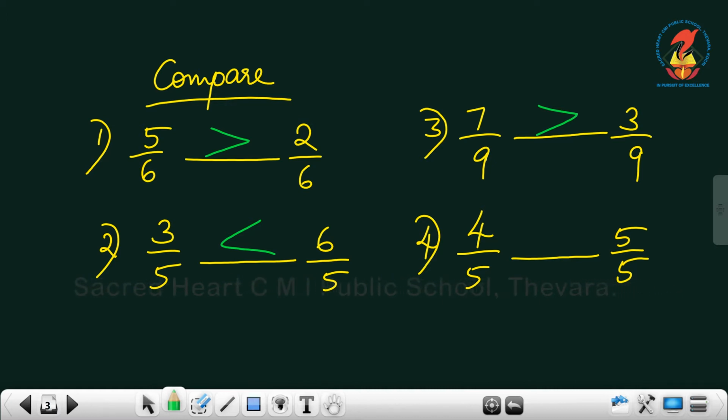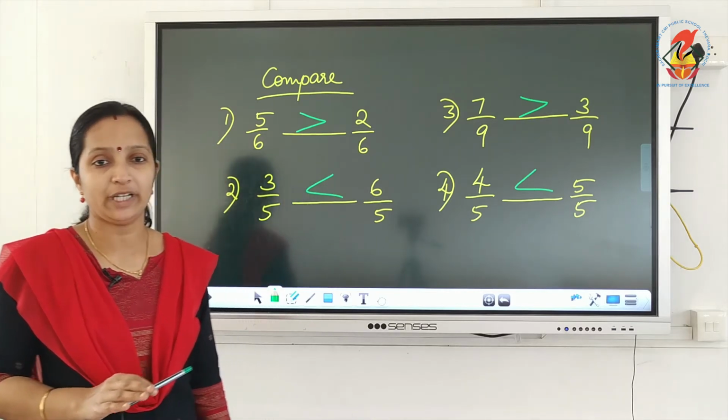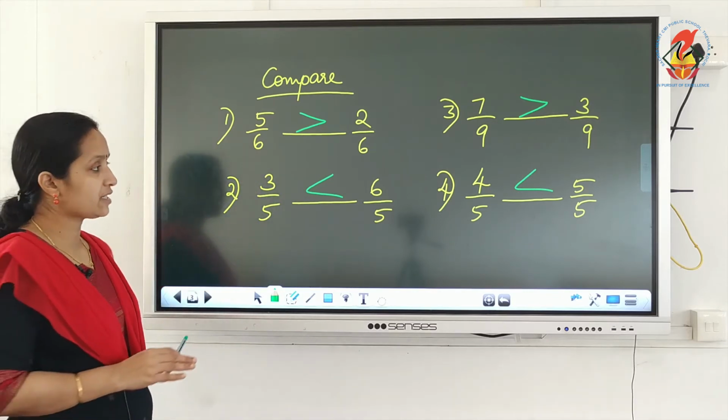Now look at the next example: 4 by 5 and 5 by 5. Here the denominators are the same, so the fraction with the greater numerator. Greater numerator means 4 and 5. Which one is greater here? 5 is greater. So we can say 4 by 5 is less than 5 by 5. I hope the first rule is clear. If two fractions have the same denominator, then the fraction with the greater numerator will be the greatest fraction.